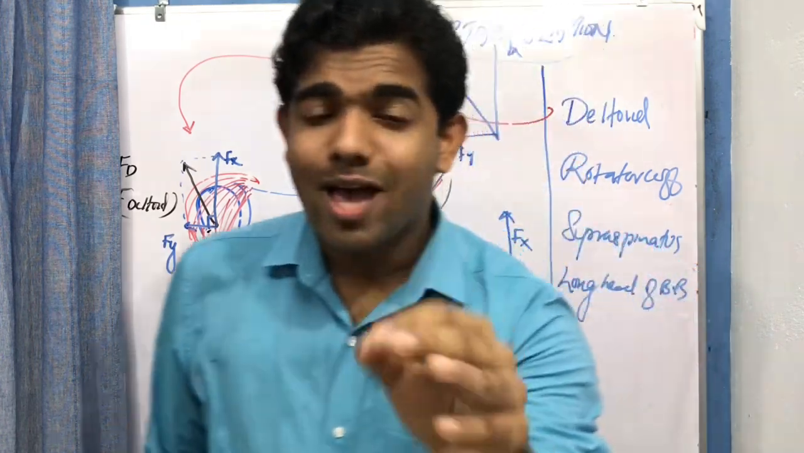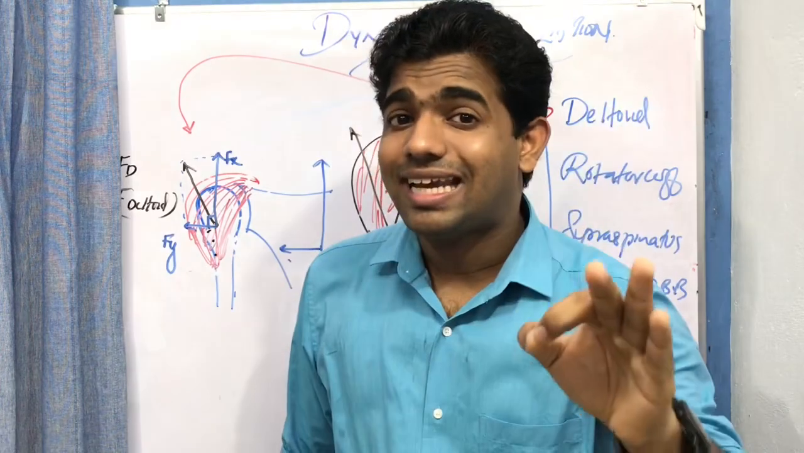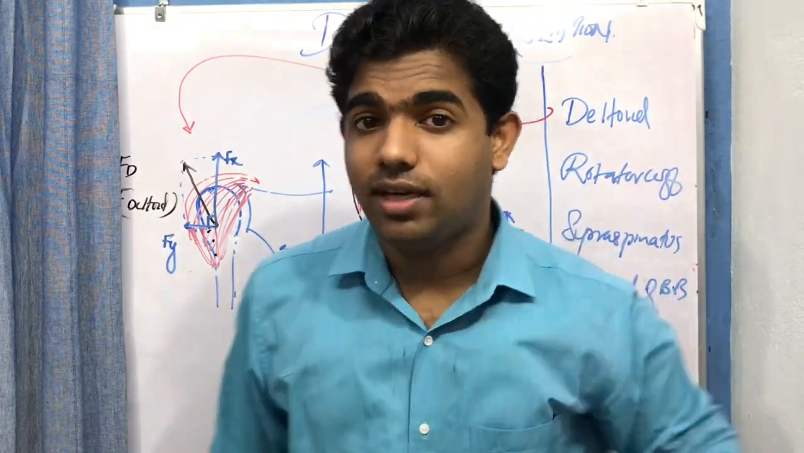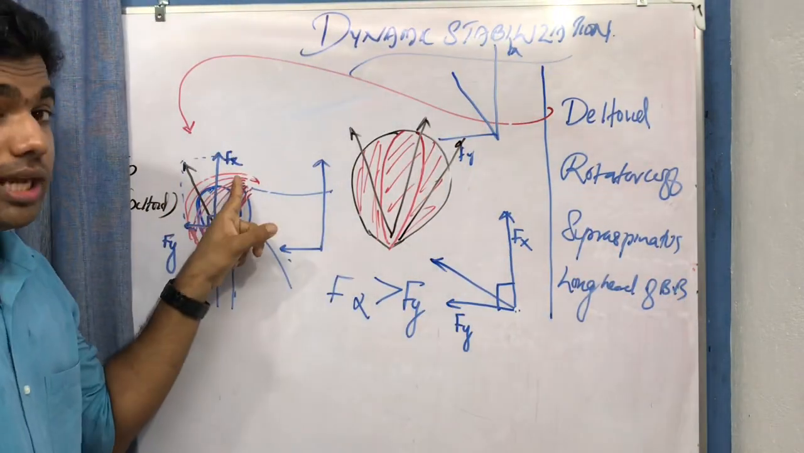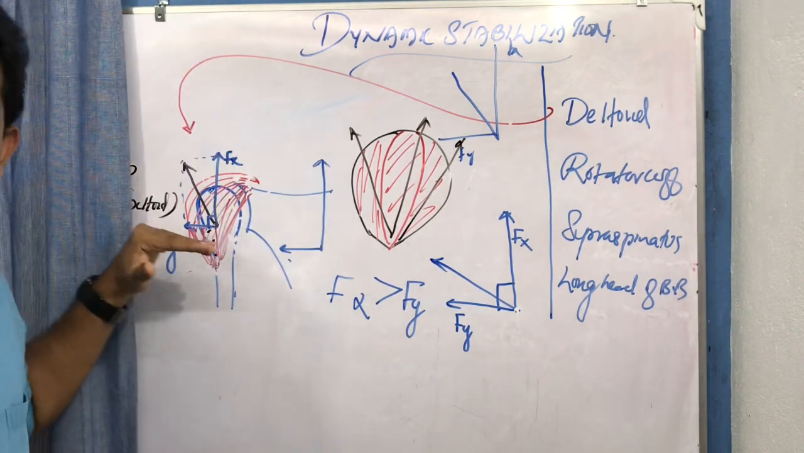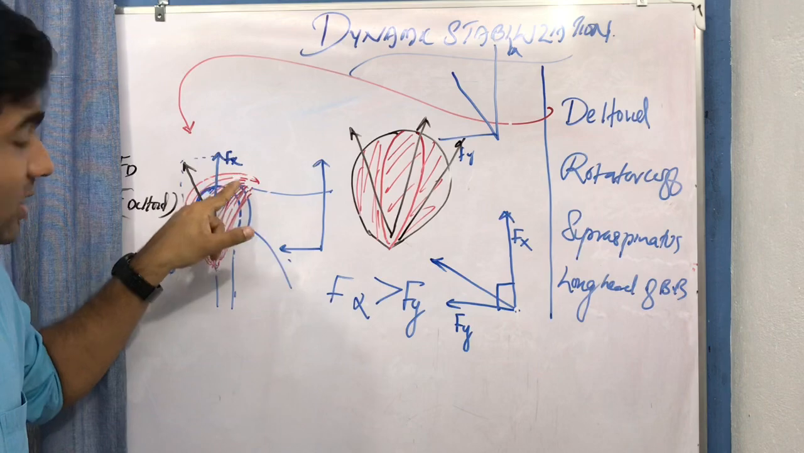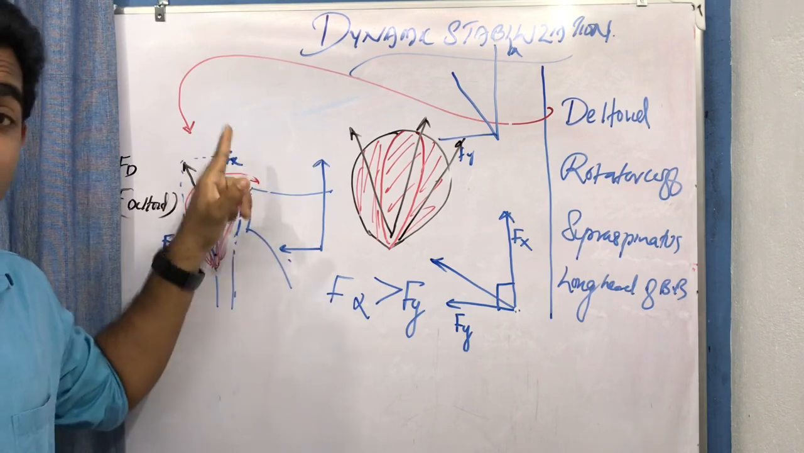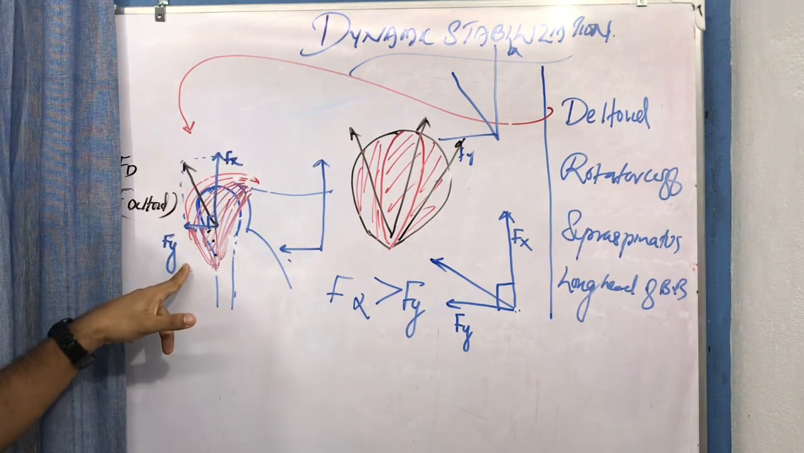But what will happen when the deltoid contracts? If the deltoid contracts in isolation, it will produce two types of force. One is superiorly directed, one is laterally directed. What is the nature of the force? The superior one is very large compared to the lateral one, right?